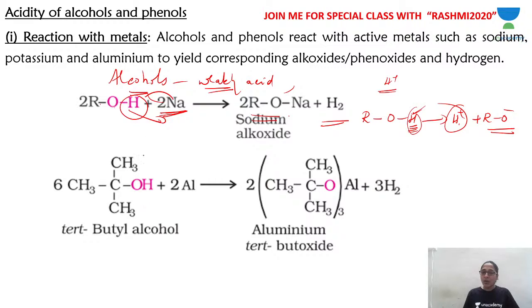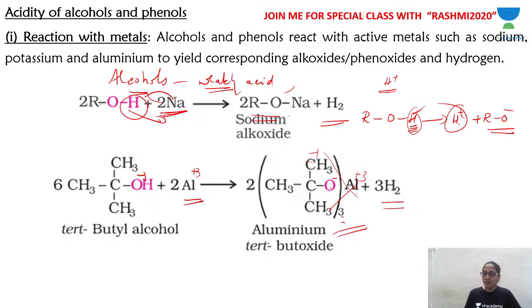Tertiary alcohol also can react with a metal like aluminium, giving aluminium tertiary butoxide. See, Al3 plus, aluminium forms plus 3. And this ion, when H plus comes out, you get minus 1. So to satisfy the plus 3 charge, you have to take tertiary butoxide thrice, because Al is 3 plus and this is only minus 1. So interchange: aluminium once, the butoxide thrice. This is the formula, releasing 3 hydrogen molecules.